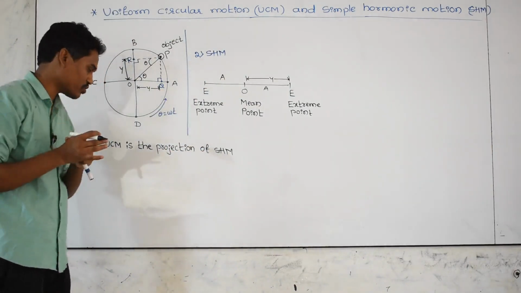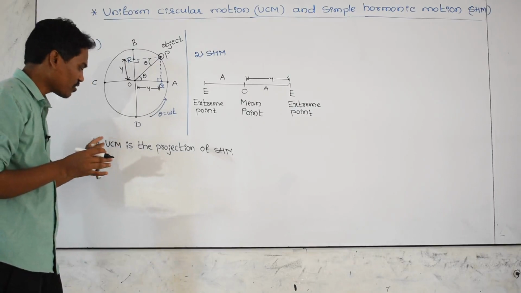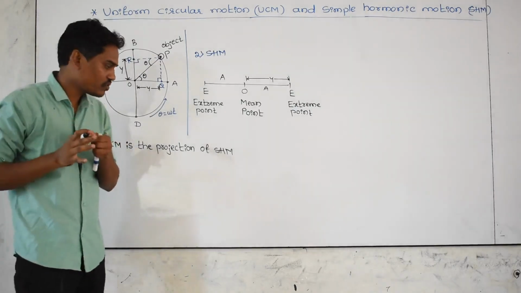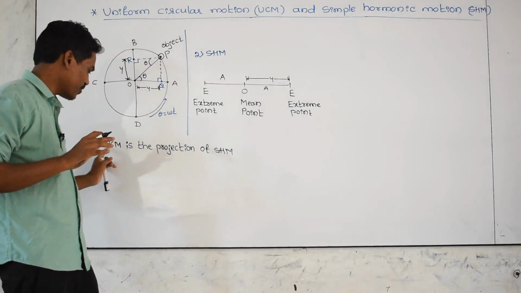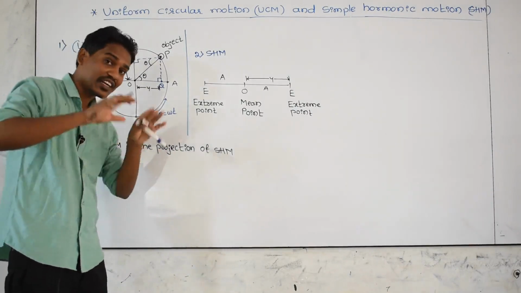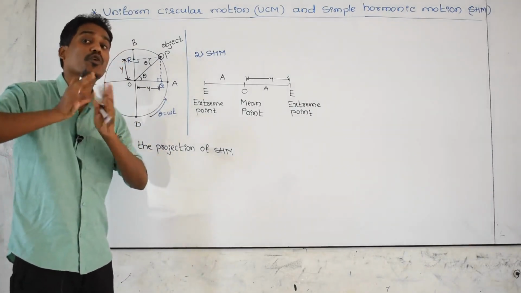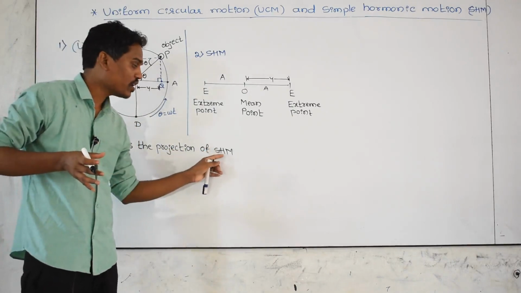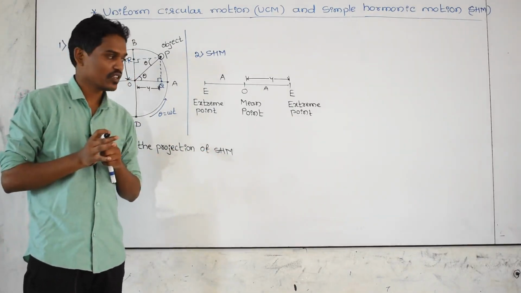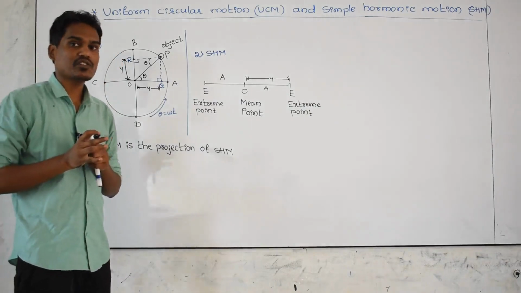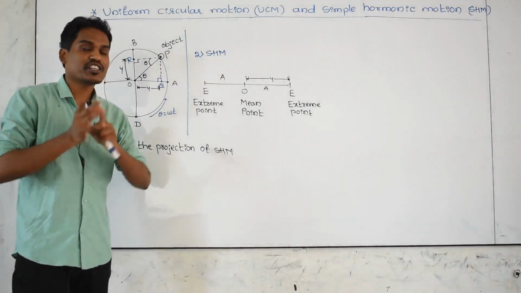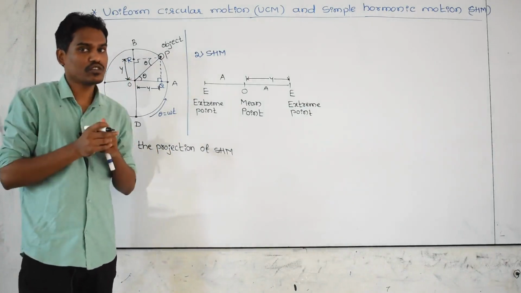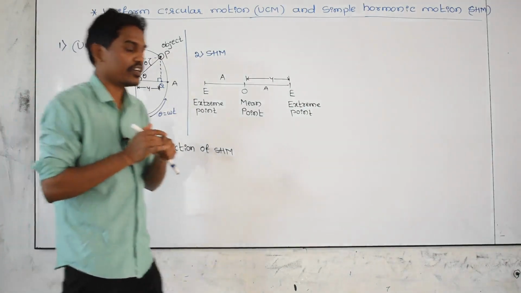What is the meaning of this? Uniform circular motion is acting as a simple harmonic motion. Once again, uniform circular motion projecting means it is acting as a simple harmonic motion. Whenever the body is moving in a circular path, its projection acts as a simple harmonic motion. It is difficult to understand.